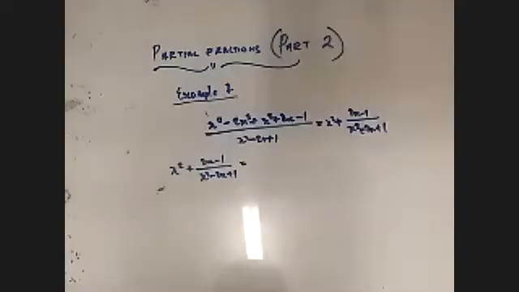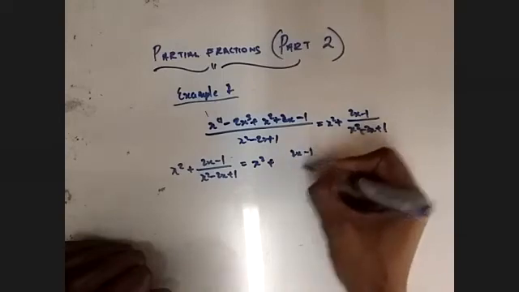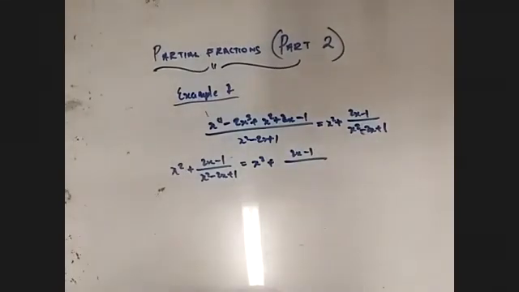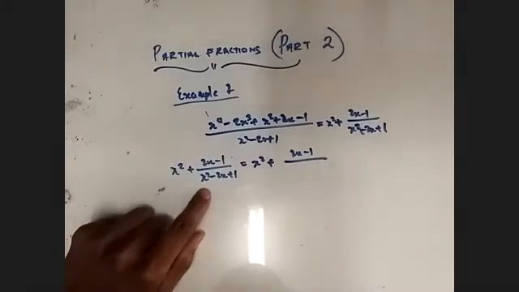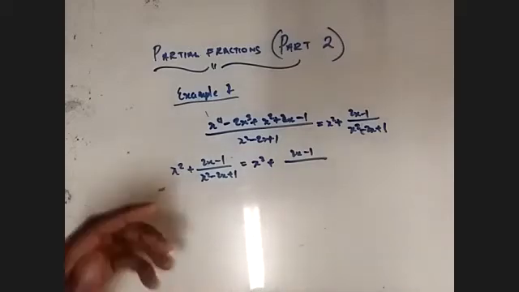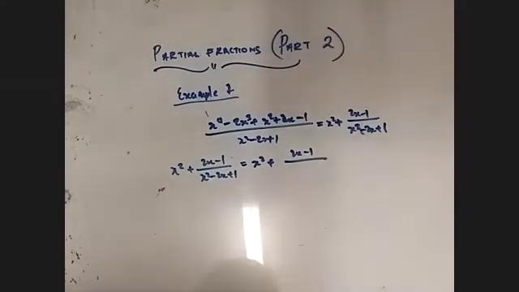Let me write this one, x squared plus 2x minus 1. Do you see the bottom part? Is this bottom part irreducible, or can we reduce this part? What do you think, guys? Can I reduce this part, or is it irreducible, meaning I can't simplify this any further? Can I factorize this part?